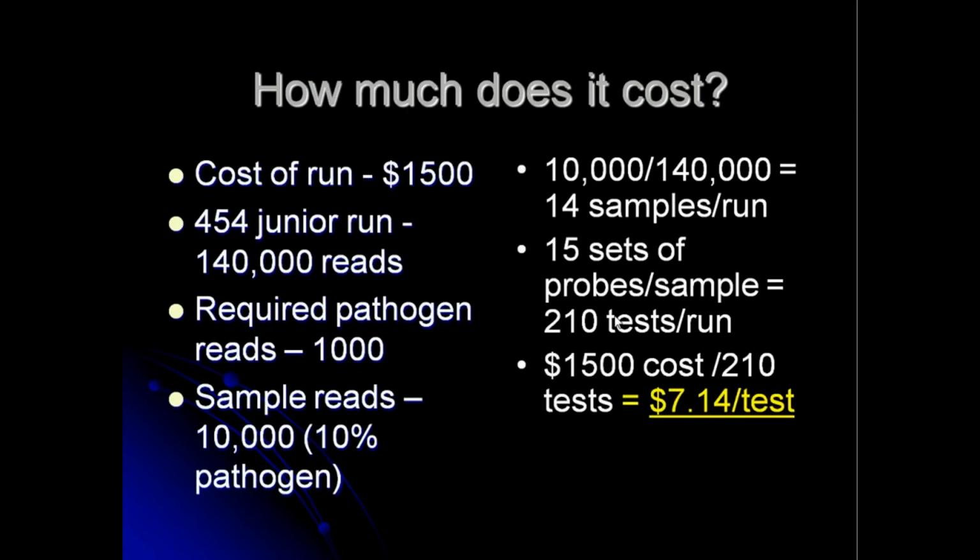If you look at the cost of a single 454 Junior run, for us it's about $1,500. That gives you 140,000 reads. If you need 1,000 reads to be able to identify your pathogen, you really need about 10%, 10,000 reads. You could, in theory, run somewhere between 7 and 14 samples per run. If you probe that with 15 different sets, that allows you to do 210 tests per run, and you divide the total cost by the number of tests. That gives you something that's more reasonable. It actually comes down to about $7 per test.